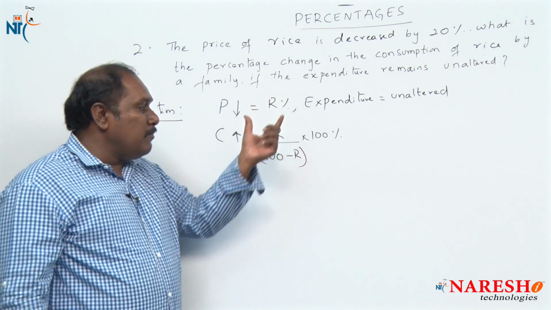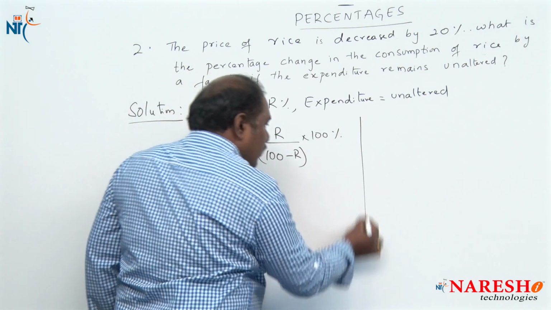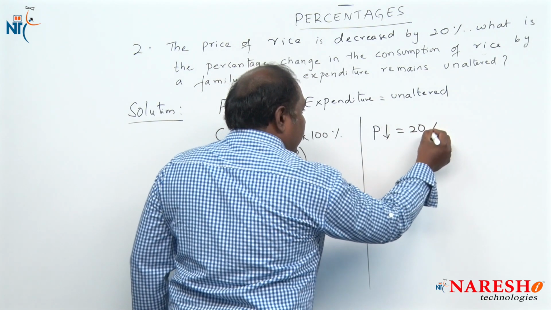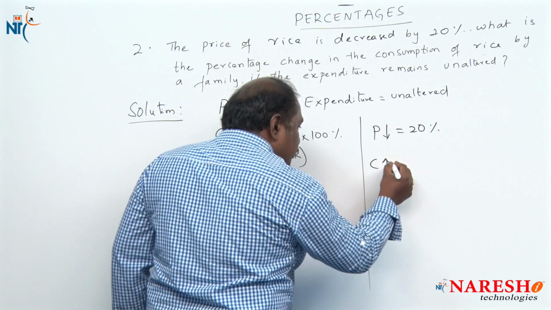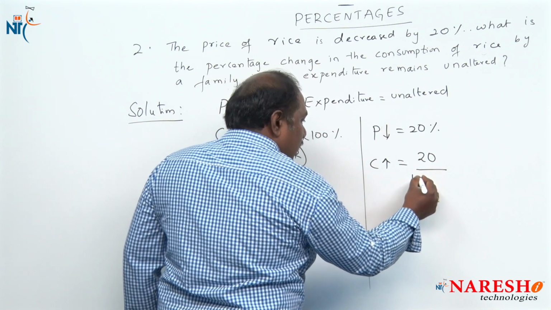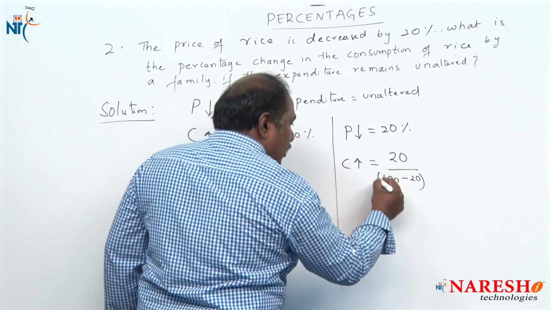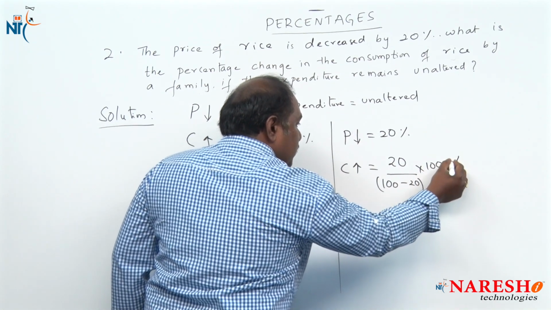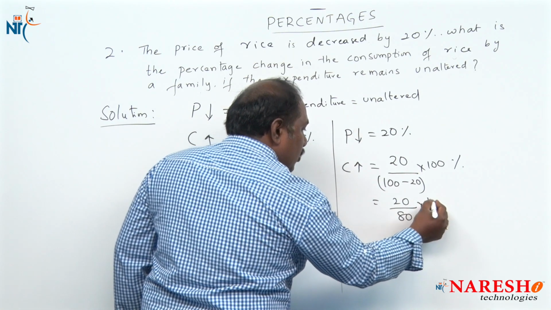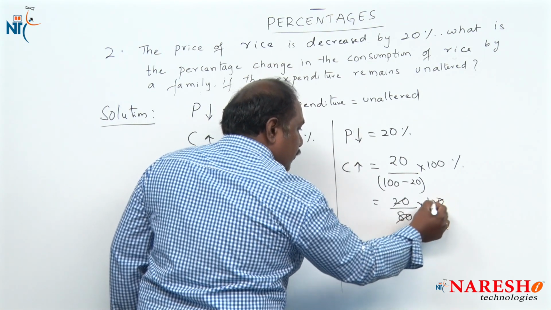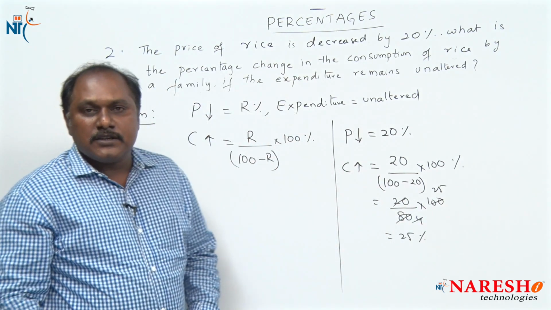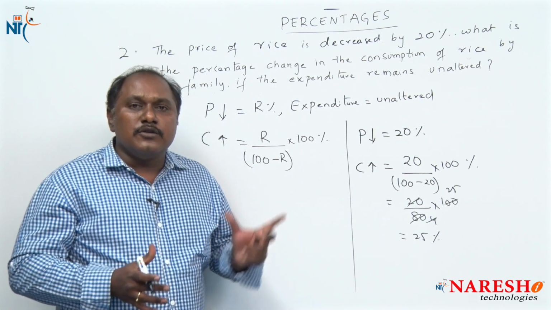Now let's solve this problem by using this formula. According to our problem, price is decreased by 20%. So definitely consumption should increase by 20 by 100 minus 20 into 100%, which is 20 by 80 into 100, 20 4s, 4 25s. So consumption increases by 25%. Now this is the first method to solve this problem.